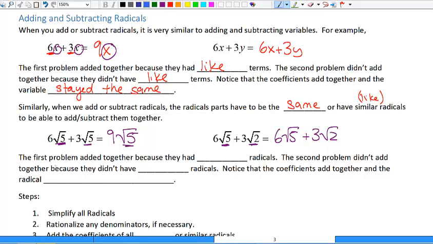Notice that the first problem added together because they had like radicals. The second problem didn't add together because they didn't have like radicals. And notice that on the first problem, the coefficients added together, the 6 plus 3 gets 9, but the radicals stayed the same.